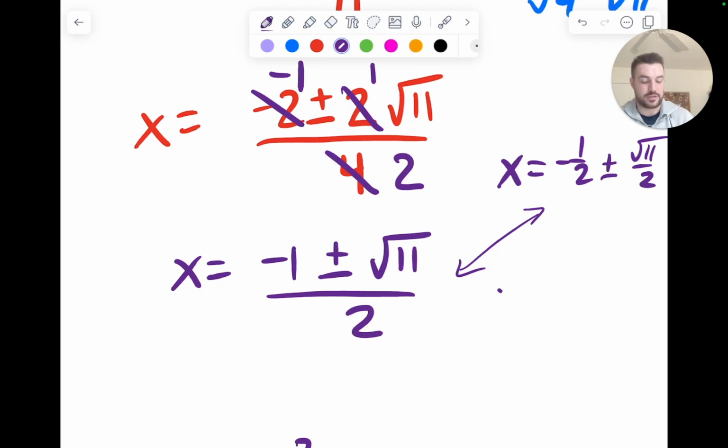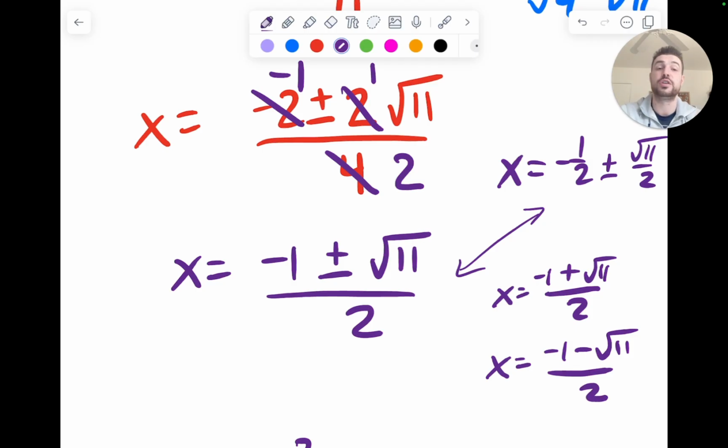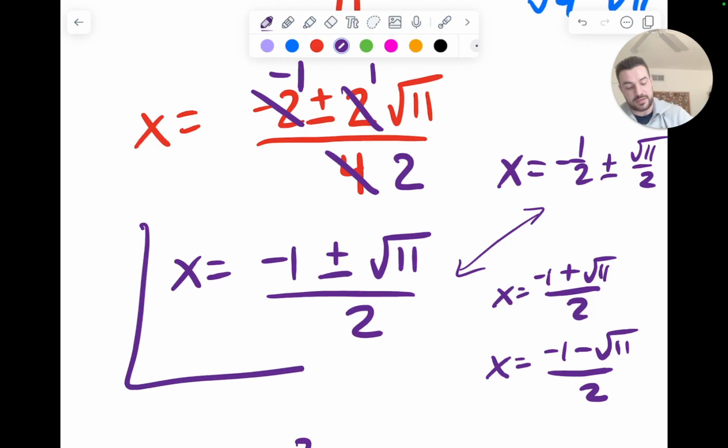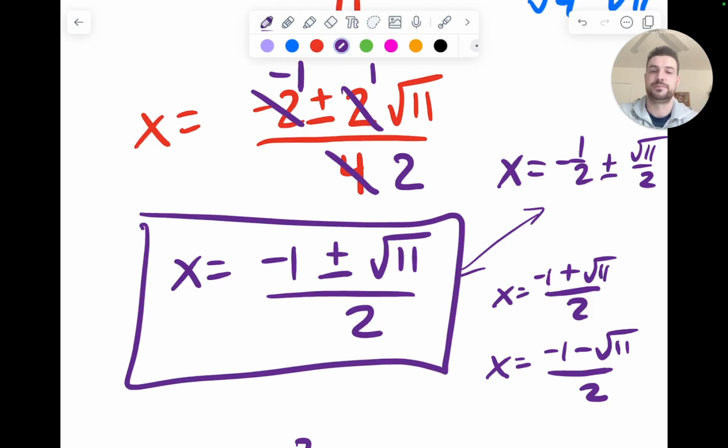So our two answers are x equals negative 1 plus the square root of 11 over 2, and x equals negative 1 minus the square root of 11 over 2. Although those solutions look very messy, they are just irrational numbers, which means decimals that kind of go on and on forever. They're just regular numbers. They're just not pretty numbers. So here is our solution.